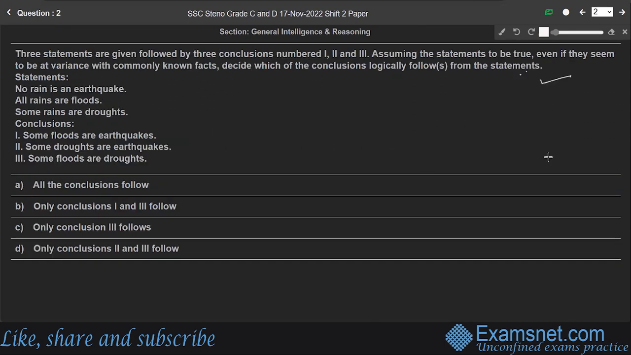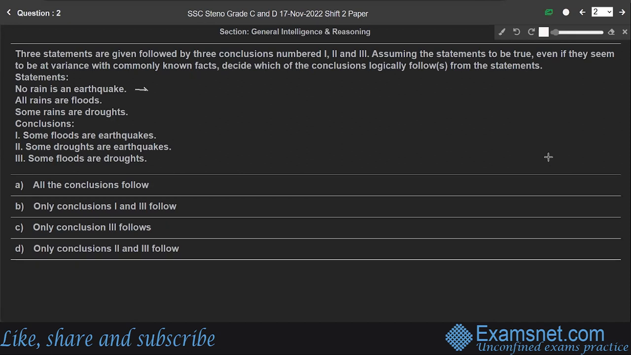Question number 2. Three statements are given followed by three conclusions numbered 1, 2 and 3. Assuming the statements to be true, even if they seem to be at variance with commonly known facts, decide which of the conclusions logically follow from the statements. Here are three statements given as in the previous question. Based on the given statements, we have to decide which of the given conclusions logically follows. So let us represent the given statements in the form of a Venn diagram.